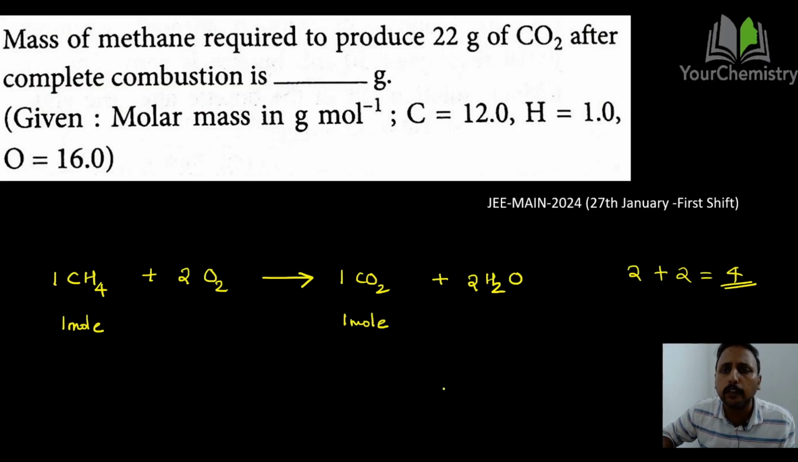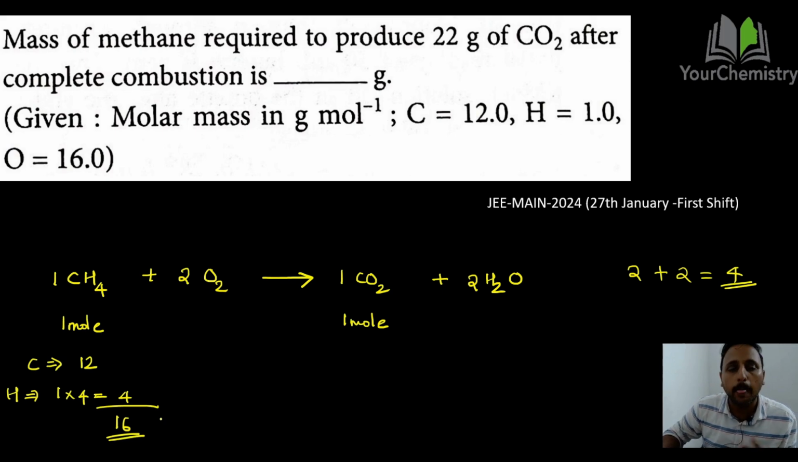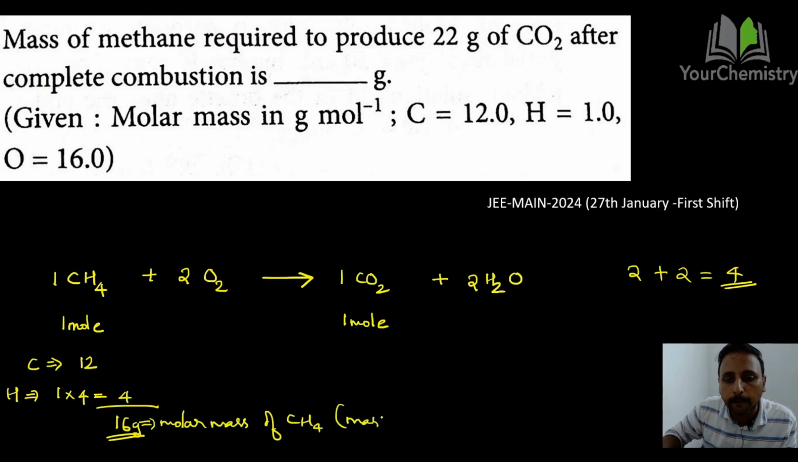Now what is the weight of 1 mole of CH4? You tell me. What is the atomic mass of carbon? 12. Hydrogen, atomic mass is what? 1. How many hydrogen are there? 4. So total 16 is the molar mass. It is 16 gram. That is the molar mass of CH4. What is molar mass? Molar mass is the mass of 1 mole of substance.